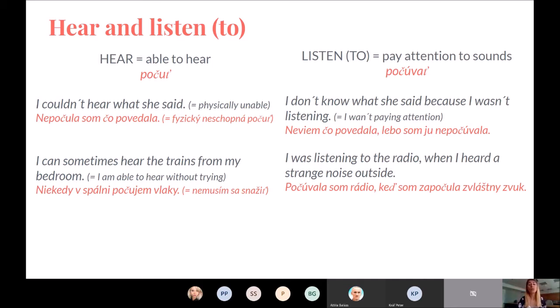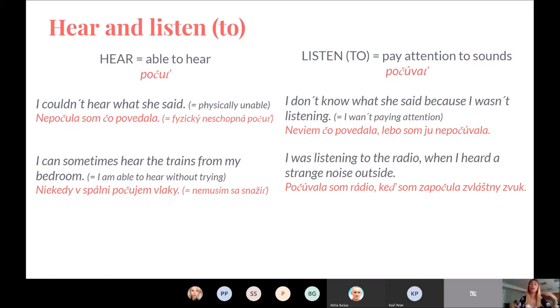And now I want you to focus on the second example sentence. I was listening to the radio when I heard a strange noise outside. So imagine the situation. You are at home, you are listening to the radio, so the radio is on and you're listening to the songs or the podcast, for example, and suddenly you hear some noise.